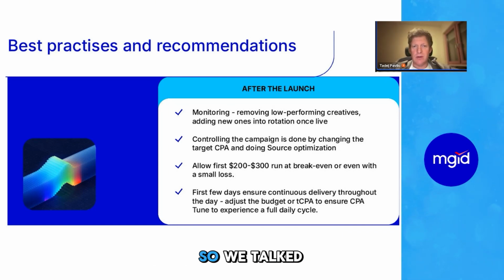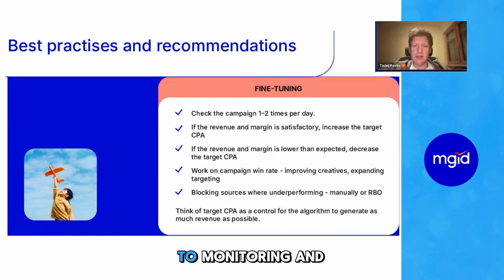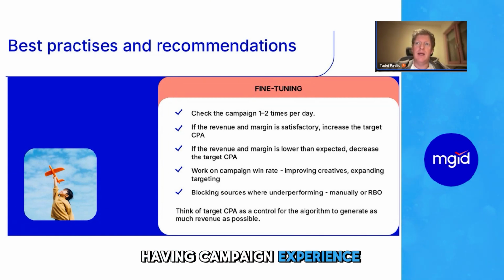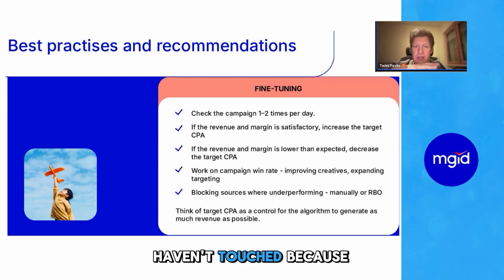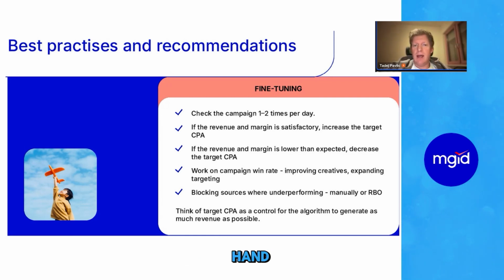Going back to search, we talked about how to set up a campaign, but now how to fine tune it. In addition to monitoring and everything else we mentioned, and having the campaign experience a full daily cycle, it's a good idea to check it once or twice per day. If the revenue and margin are satisfactory, according to your plan, you can try to increase the target CPA. This opens up the algorithm a bit more, and you can find new supply with this. You can reach users and audiences that maybe you haven't touched because of a lower CPA target. On the other hand, if it's lower than expected, a good idea is to decrease the target CPA to keep it in safe mode, but keep it going so we can still collect more data and do much better in a couple of days.